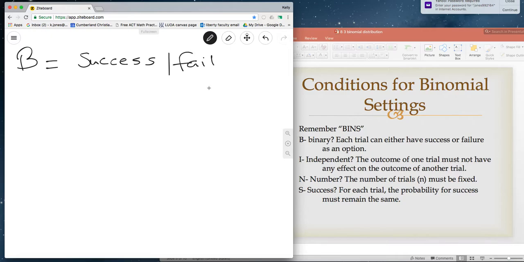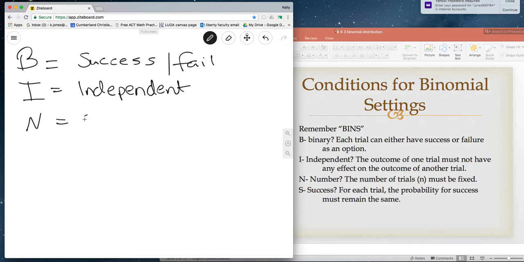So in our babies born, if you were a girl, that was a success, and if you were a boy, that's a fail. Not a slam against guys, that's just how we set up our trial. I is independent, and we've already talked about that. What we're saying is basically each trial does not change the next trial. So when you have a girl baby, it doesn't use up the number of girls that could possibly be born in the world. Or if you flip a coin, it doesn't use up the number of heads you could get. So you always want to check that something is independent.